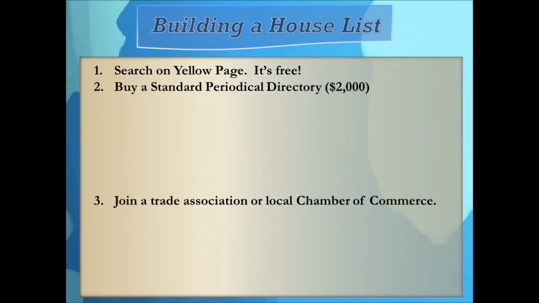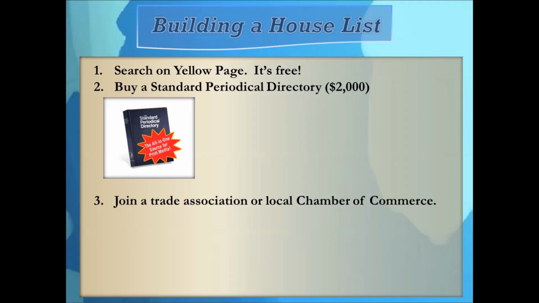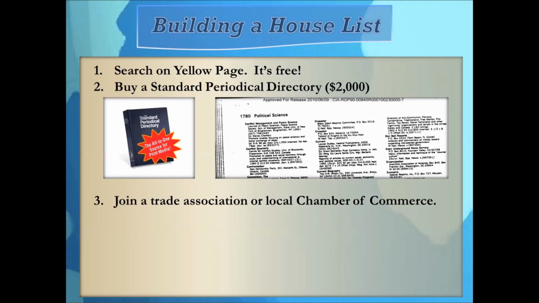If you are targeting businesses and are not interested in buying or renting a mailing list at all, you could build your own house list by looking up businesses in the yellow pages, which is free, or buy a standard periodical directory for $2,000, and it has over 2,000 pages of business addresses and information.